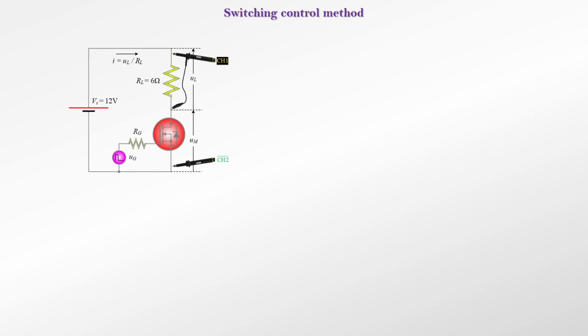To control the power at maximum efficiency, the MOSFET must be switched on and off, by applying a PWM signal to the gate. To ensure that the power delivered to the load is the same, 6 watts, as with the linear method, the duty cycle of the PWM signal is set to 25%.